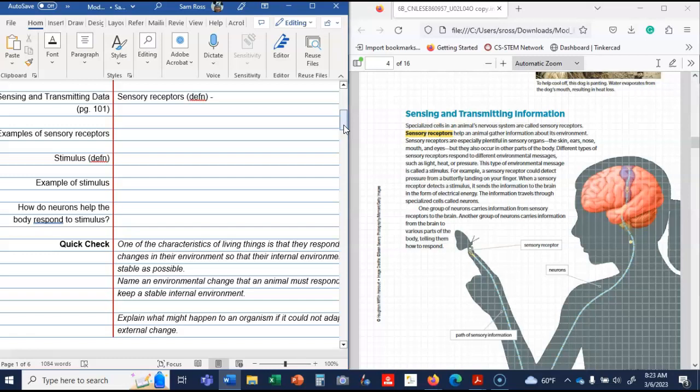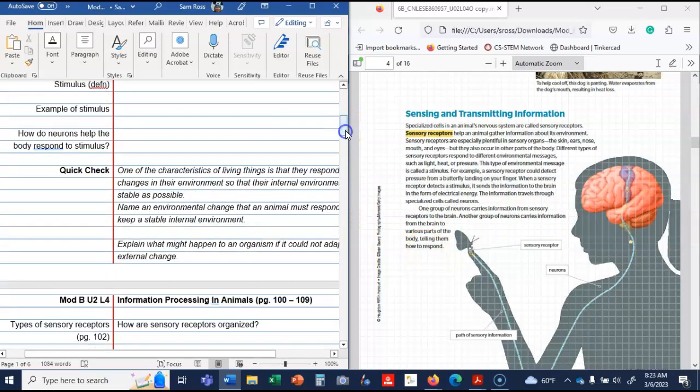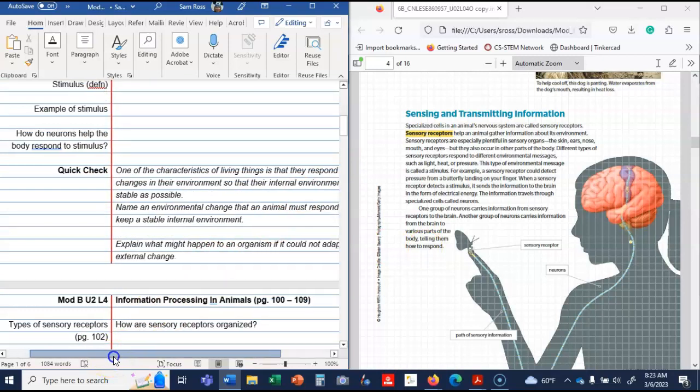How do neurons help the body respond to stimulus? Neurons carry information from sensory receptors to the brain. They carry information from the sensory receptors to the brain, and then they carry information from the brain to various parts of the body to tell them how to respond. So neurons are basically the messengers.